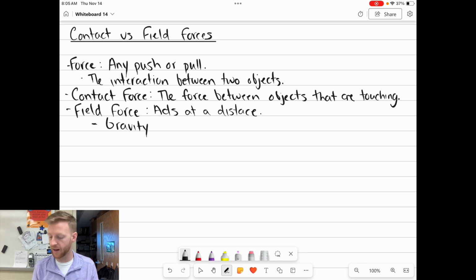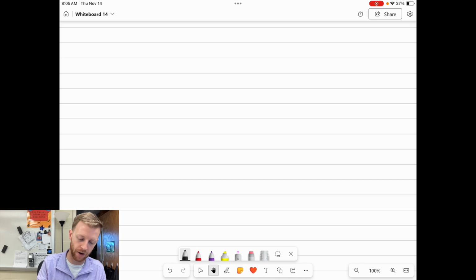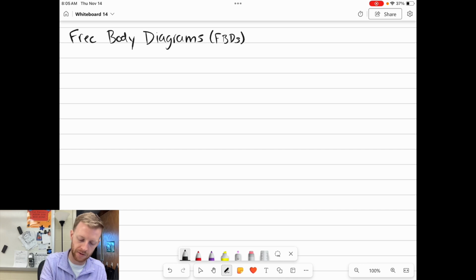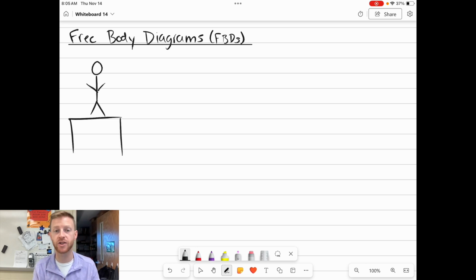So let's go ahead and now dig into how we visualize these things. So we're going to talk about something called free body diagrams, or shortened, FBDs. And the first thing I want you to visualize is a person standing on a table. You can imagine it's me. I'm standing on the demo desk here in class.